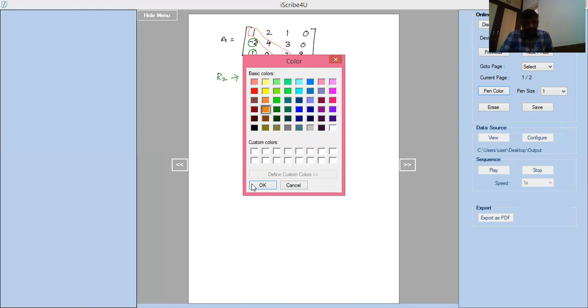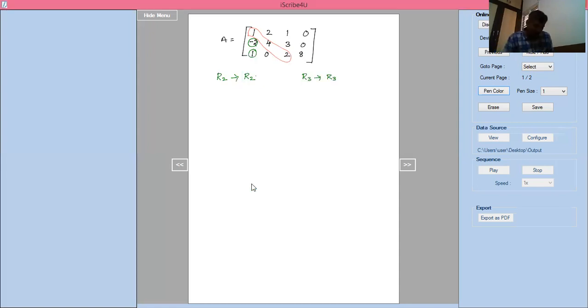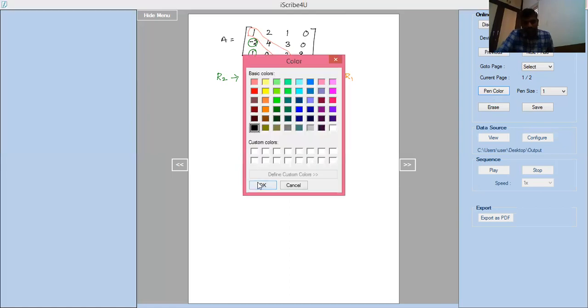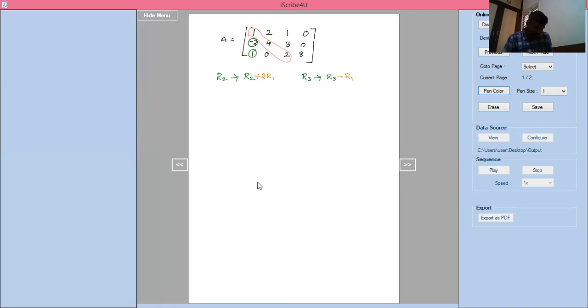For R2, minus is there, here plus is there. So now I can write R2 plus 2R1. Why 2R1? Because if I multiply the R1 row with 2, we get R2 plus 2R1. R3 is 1, so R3 becomes R3 minus R1. Now, how do we simplify this? We will simplify it using these operations. Now I'll use this symbol.